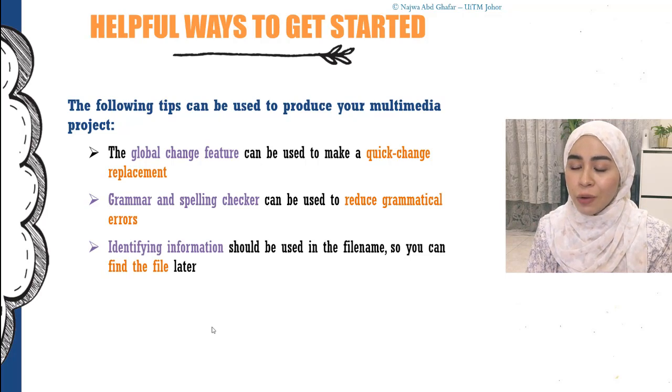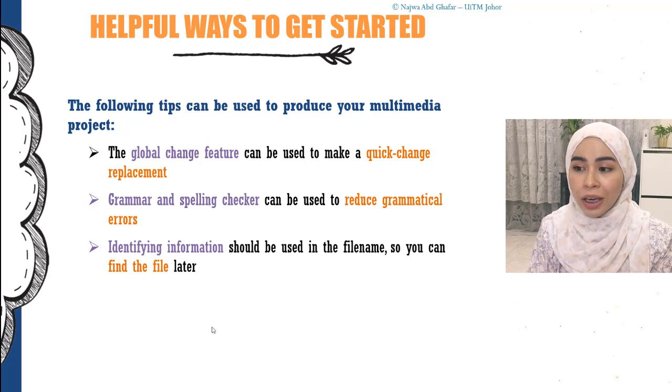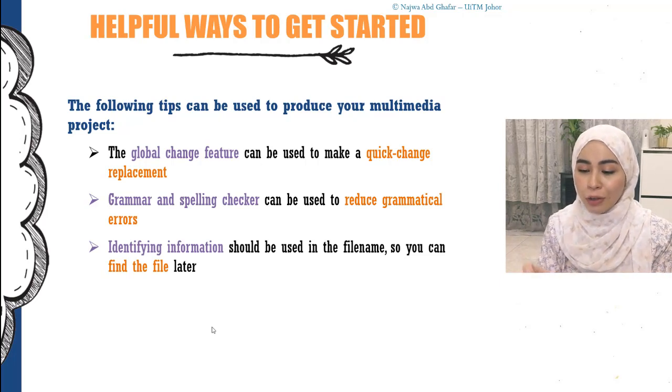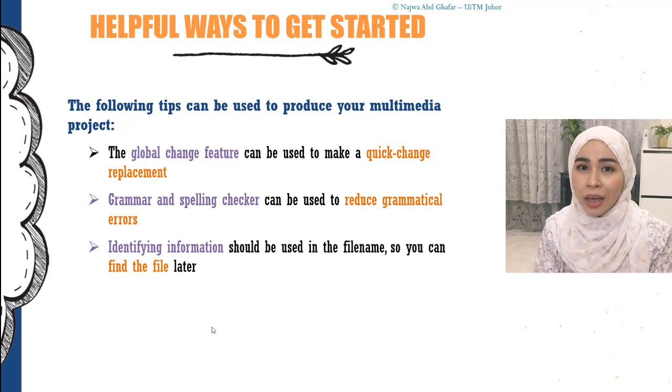So next thing we have is a grammar and spelling checker. So for example, you can find this in Microsoft Word, where you have a spelling checker at the bottom there. So if there's a wrong spelling or wrong grammar, then it has that squiggly red line or green line inside your document. So this is used to reduce grammatical errors.